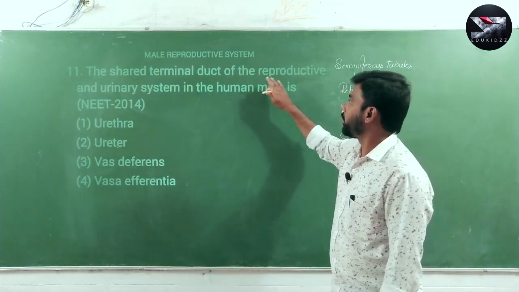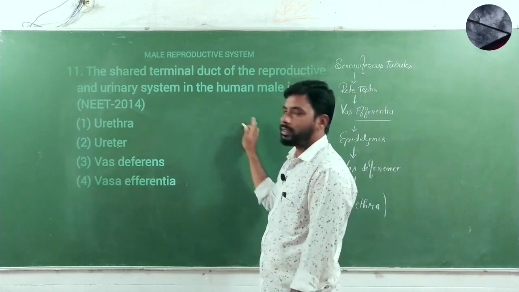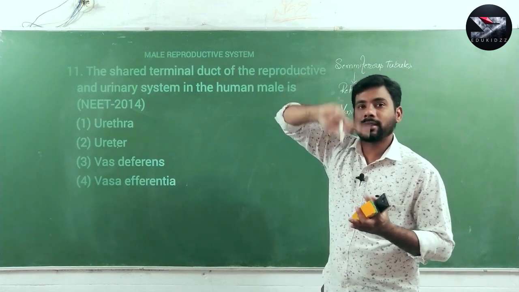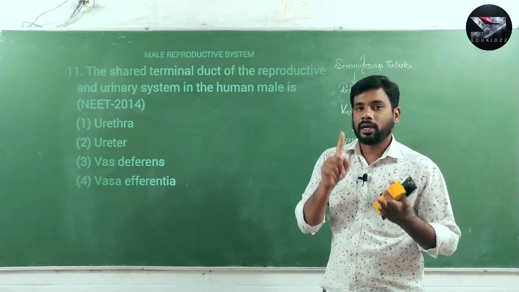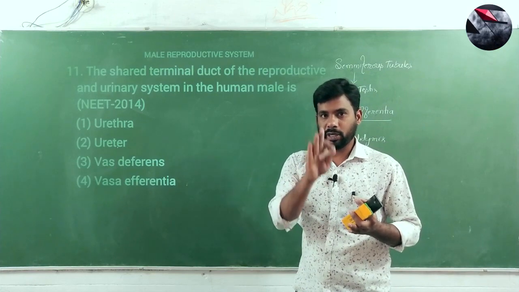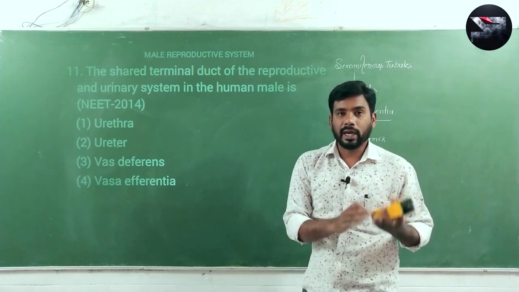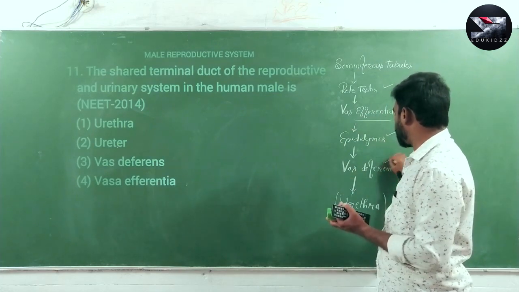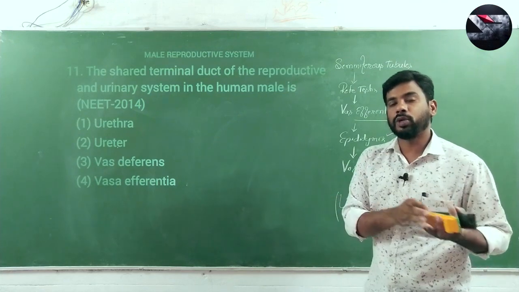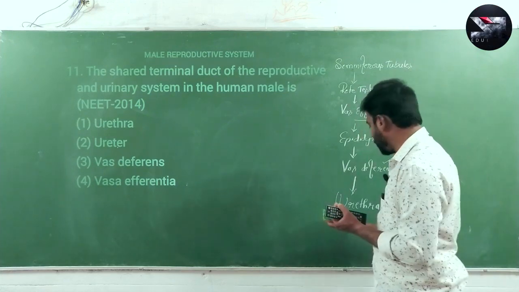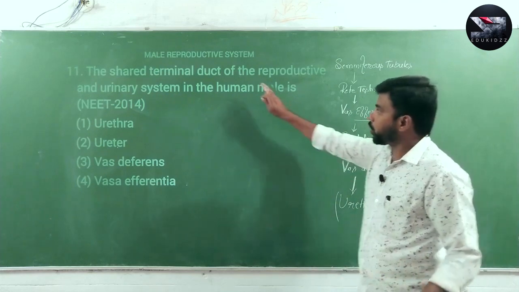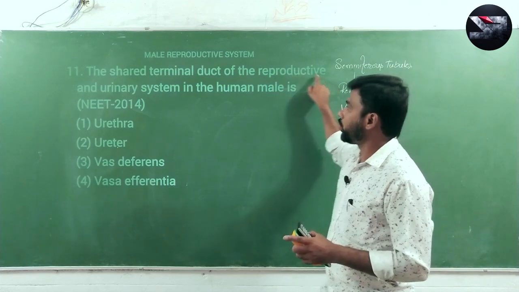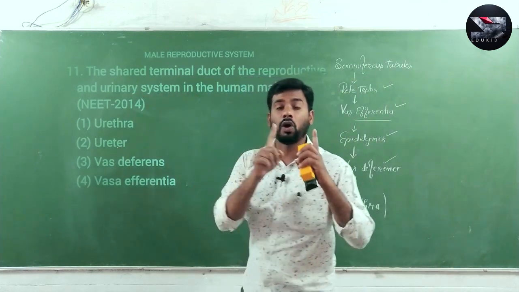The shared terminal ducts of the reproductive and urinary system. Shared means common, and terminal means the last duct. Actually, in humans there are mainly 4 accessory ducts mentioned in your prescribed book: rete testis, vasa efferentia, epididymis and vas deferens. Along with these, a few more ducts are also there. One is the ejaculatory duct and another one is the urethra. Urethra is also a duct. But the question is about shared terminal ducts. That means for both the reproductive and the urinary system, which is a common duct.